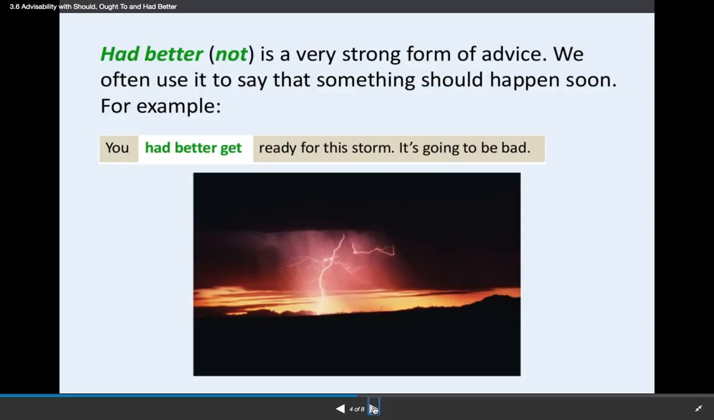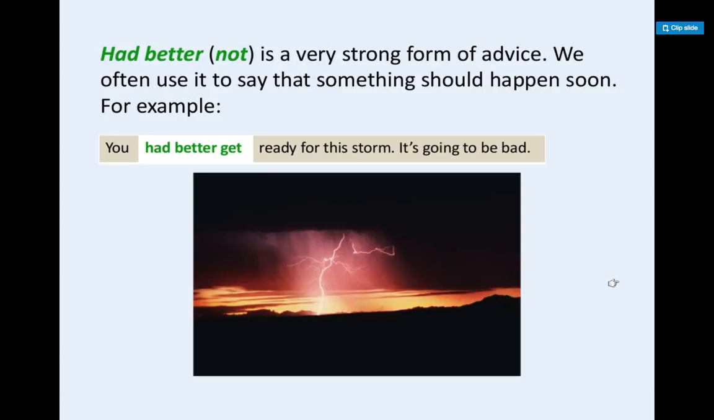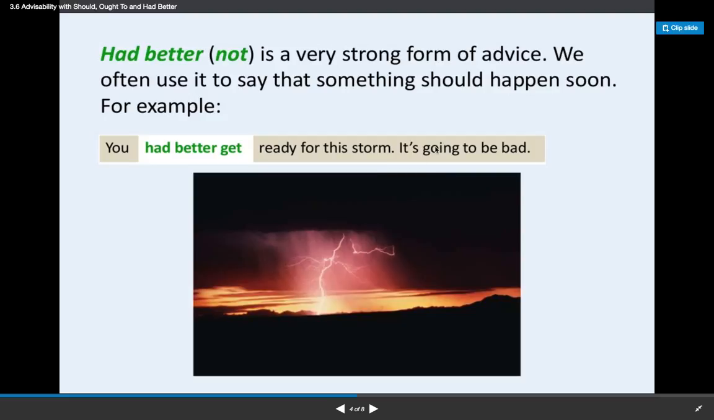Had better or had better not is a very strong form of advice, and we use it to say that something should happen soon, or that it's very important, or that something bad is going to happen if the advice is not taken. You had better get ready for this storm, it's going to be bad.